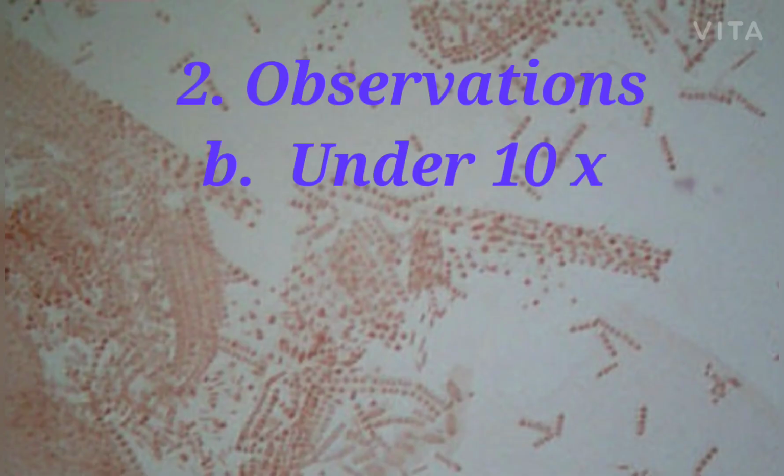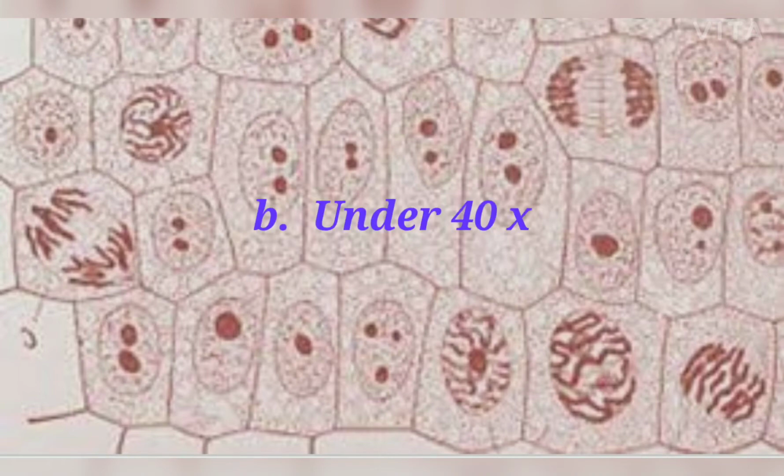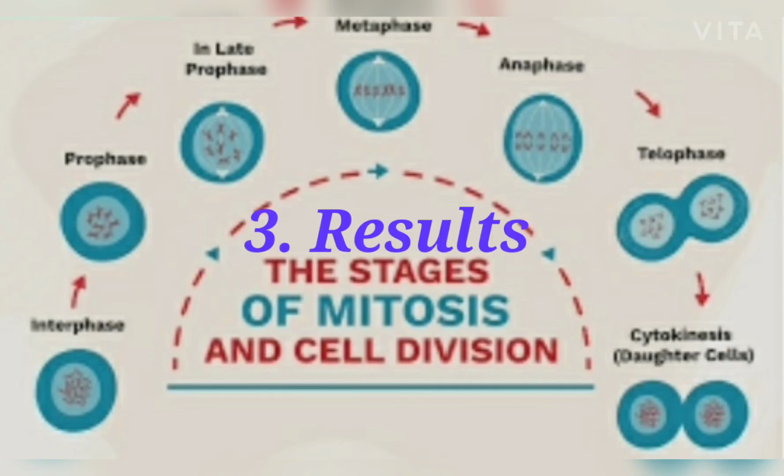If you see under 10x, we will observe like this, and if we increase the magnification to 40x, we can observe different stages of mitosis: interphase, prophase, metaphase, anaphase and telophase. Now how to identify these stages?